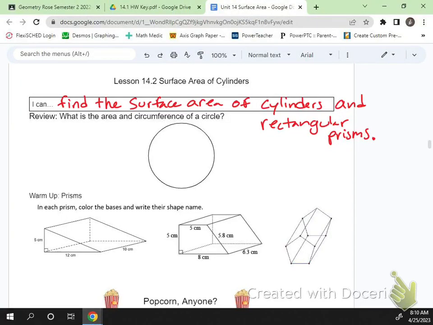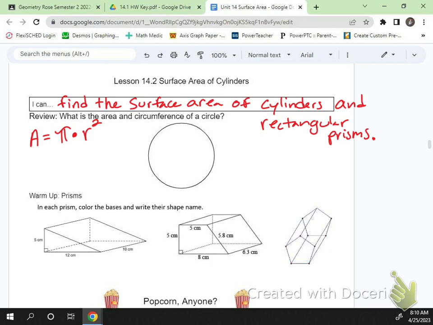What is the area and circumference of a circle? What's the area of a circle? That's how many degrees. What's the area of a circle? Like the equation? Yeah. Pi times r squared. That's the area of a circle.